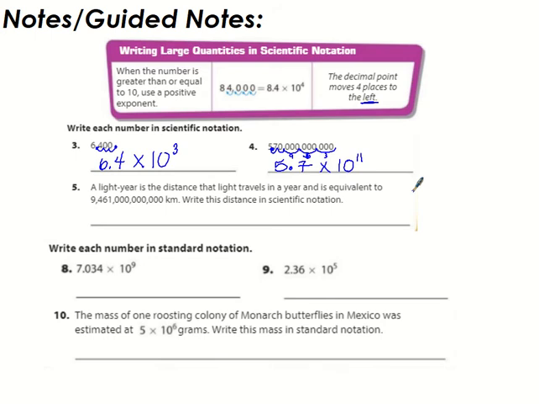So maybe pause here, see if you can do number 5, and you can do it on your own. All right, you should have gotten 9.461 times 10. So 3, 4, 5, 6, 7, 8, 9, 10, 11, 12.